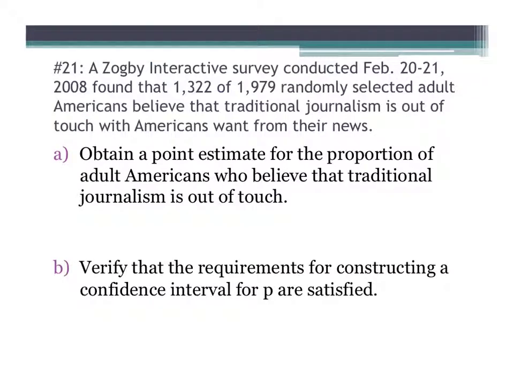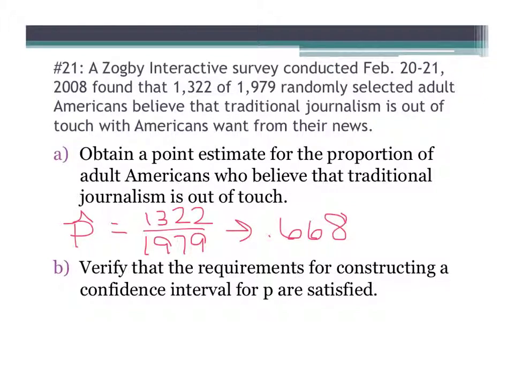All right, and our final example then, we have a Zogby interactive survey conducted February 20th to 21st, found that 1,322 of 1,979 randomly selected adult Americans believe that traditional journalism is out of touch with what Americans want from their news. So the first question is obtain a point estimate for the proportion. So the point estimate is p hat, 1322 divided by 1979. All right, divide that out, we get 0.668. So that's our proportion. Essentially, that's kind of where we feel like the average or the population would fall.